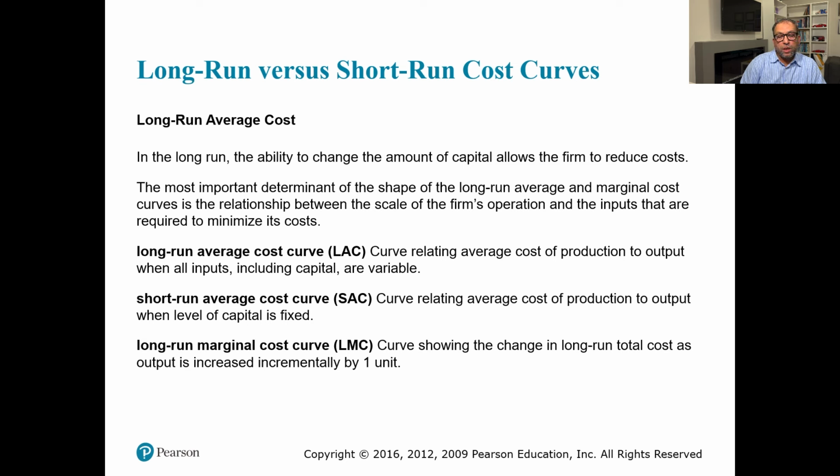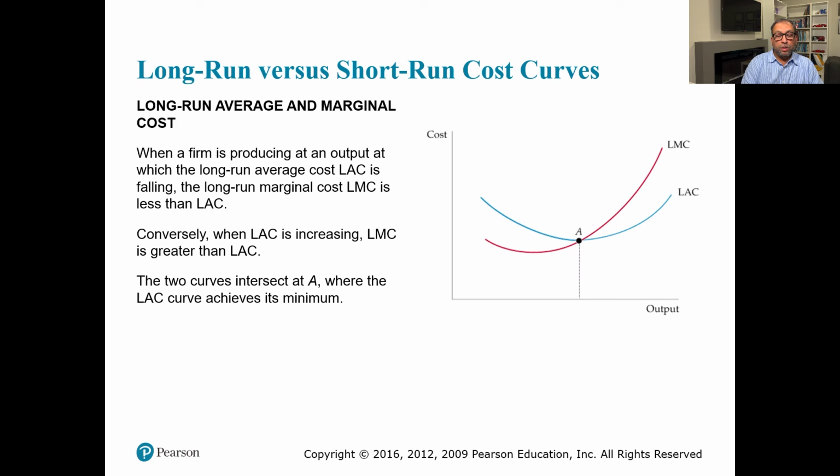The most important determinant of the shape of the long run average and marginal cost curve is the relationship between the scale of the firm's operation and the inputs that are required to minimize its cost. So the long run average cost curve is a curve relating average cost of production to output when all inputs including capital are variable. The short run average cost curve is a curve relating average cost of production to output when the level of capital is fixed. The long run marginal cost curve shows the change in long run total cost as output is increased incrementally by 1 unit.